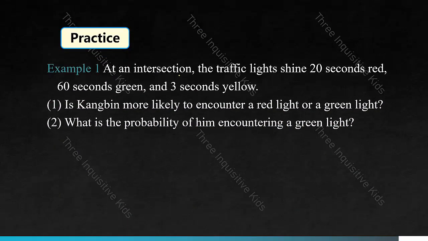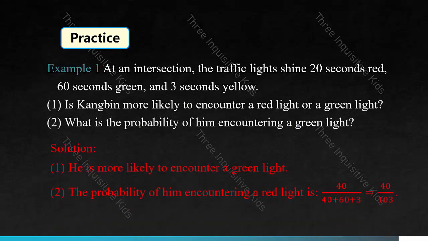Here's some practice. At a cross-section, the traffic lights shine 20 seconds red, 60 seconds green, and 3 seconds yellow. Is a person more likely to encounter a red light or a green light? And what is the probability of him encountering a green light? So it's more likely for him to encounter a green light because that's a light that shines the longest time.